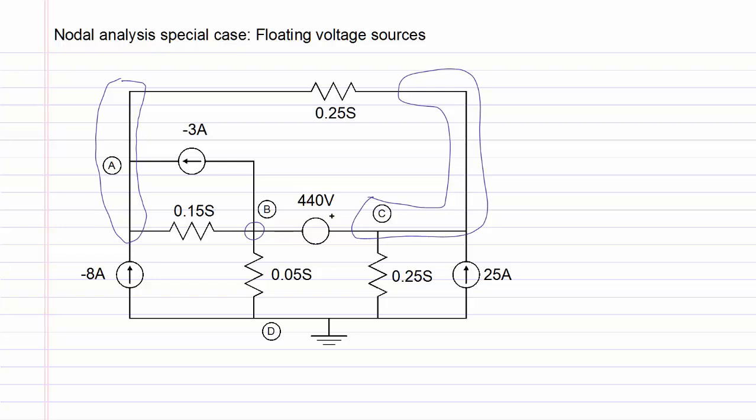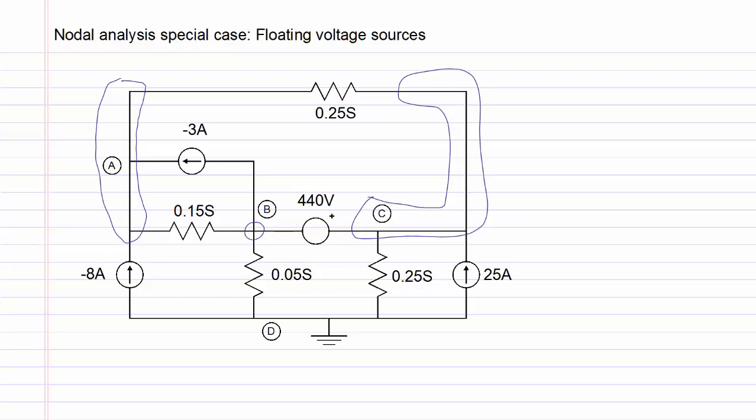The 440 volt independent voltage source connected between nodes B and C is floating because neither end is connected to the reference node, and this voltage source will require special processing in nodal analysis. Finally, note that the resistor values are given as a conductance with units of Siemens.